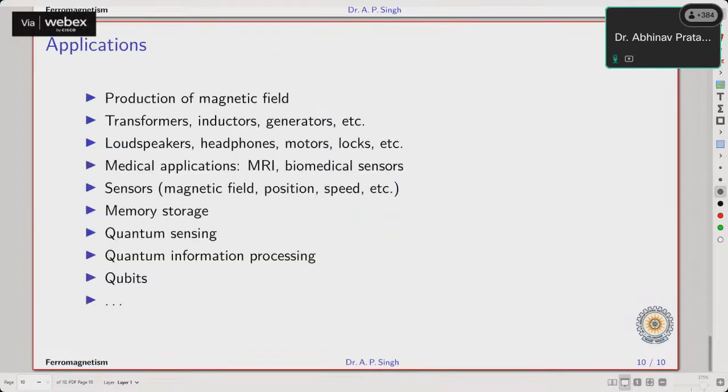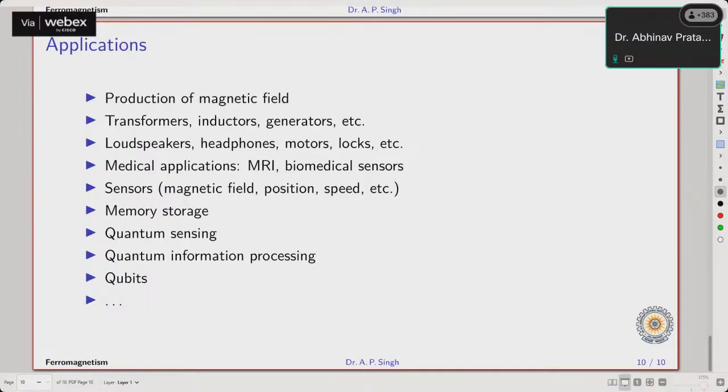And lastly, I just wanted to tell you that one lecture or even 10 lectures are not sufficient to tell you how important these magnetic materials are. I have listed just some of them over here. And these applications that I have listed are a very small subset of applications where you use magnetic materials, not just in the existing technology, but in the future technology as well.